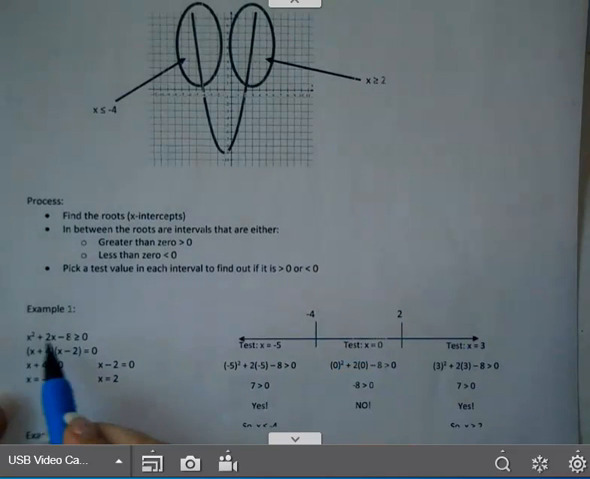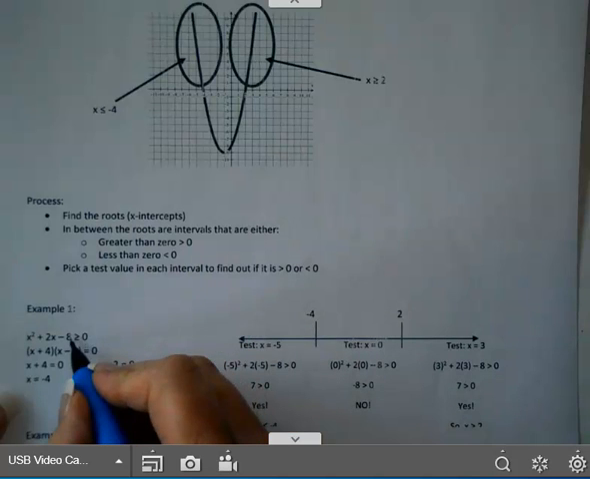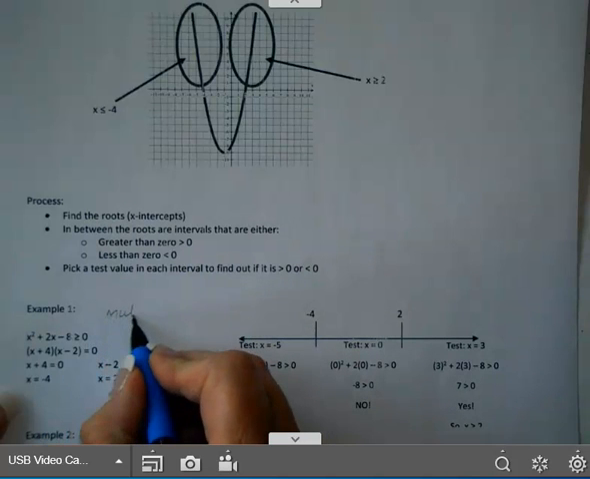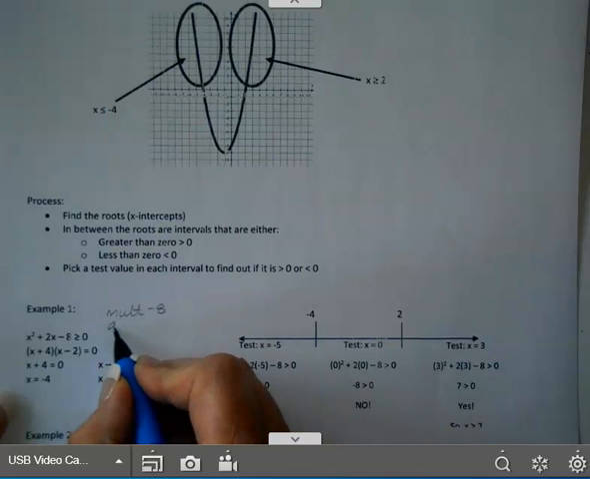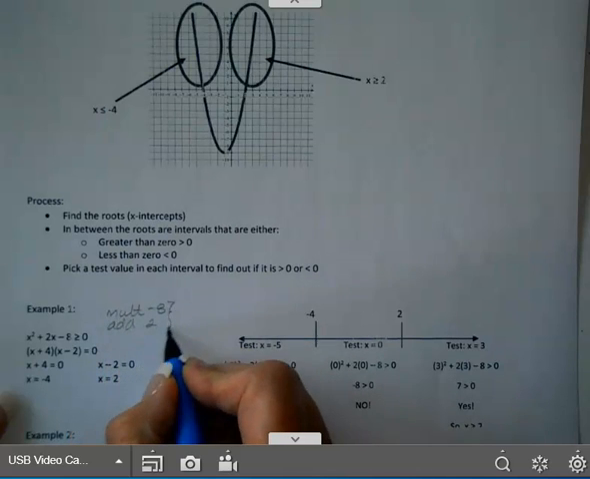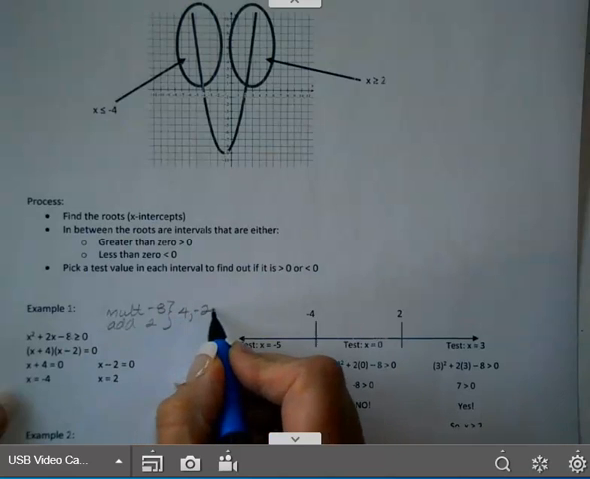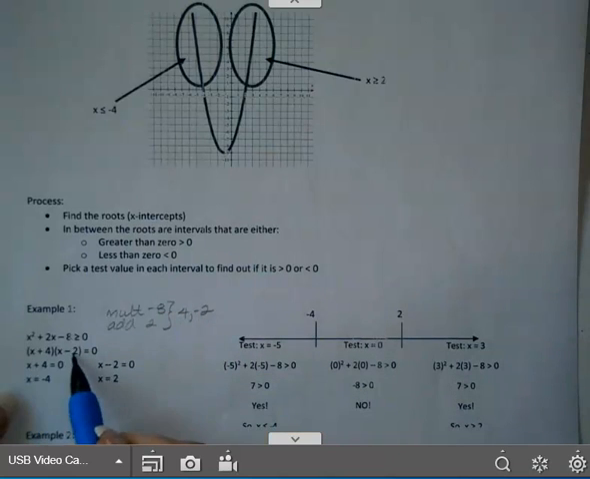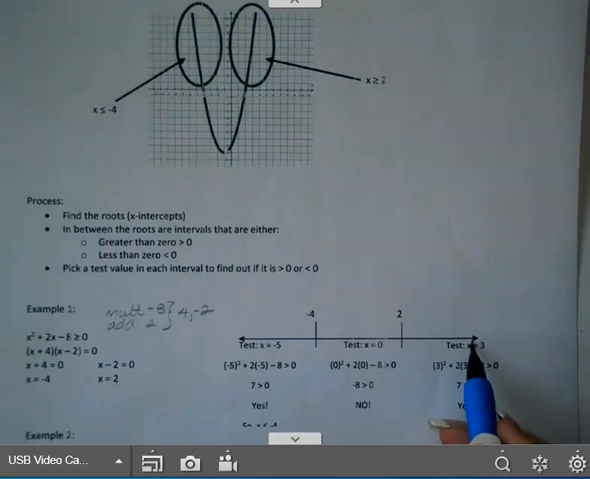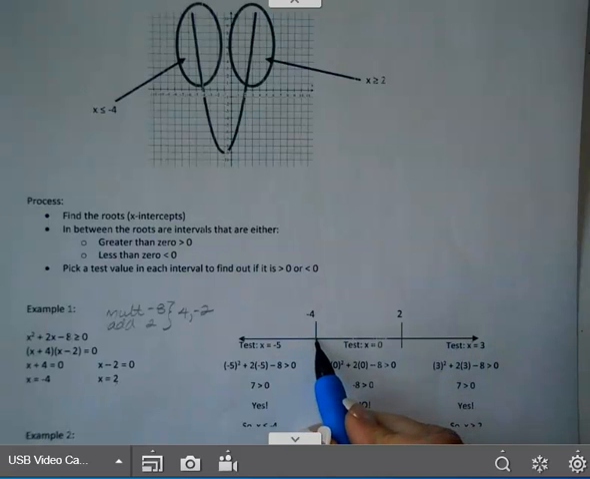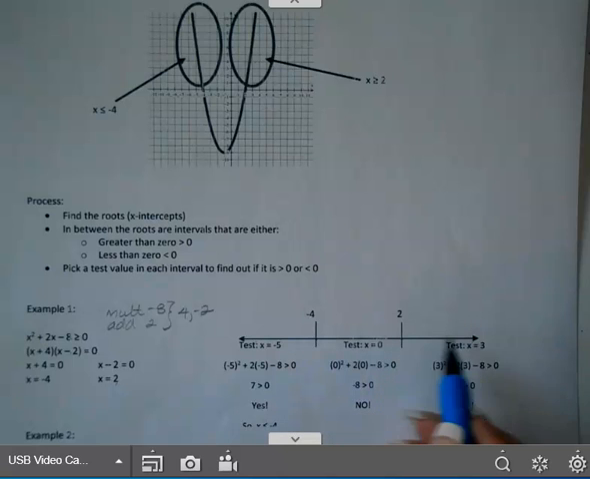So I would want to factor this. So I'm looking for something that multiplies to negative 8 and adds to 2, which was 4 and negative 2. So that factors into x plus 4 and x minus 2. This factor is 0 when x is negative 4. That factor is 0 when x is 2. So I would make a number line, and I would have my intervals broken for negative 4 and 2. So I'm going to test below negative 4, between negative 4 and 2, and above 2.